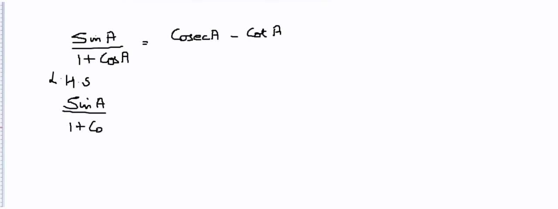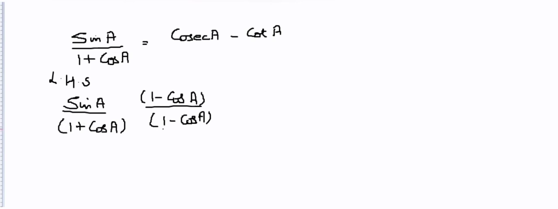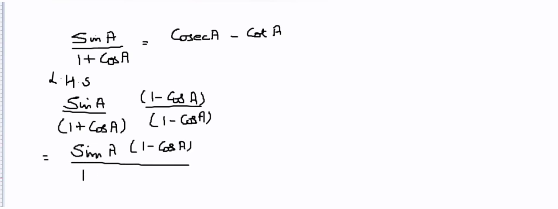Now what I can do, I can just multiply with the conjugate. So here I have 1 plus cos A in the denominator. So I will multiply with 1 minus cos A in the numerator and denominator. Now A plus B into A minus B is A square minus B square. So I will get sin A multiplied with 1 minus cos A, and here I will get 1 minus cos square A.